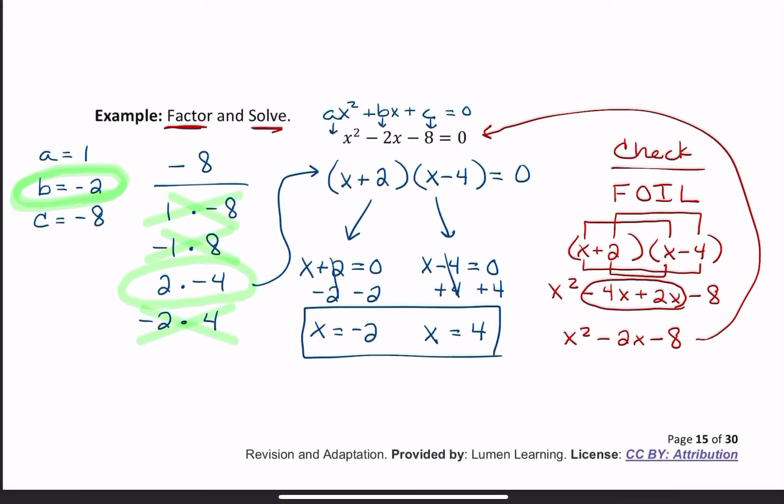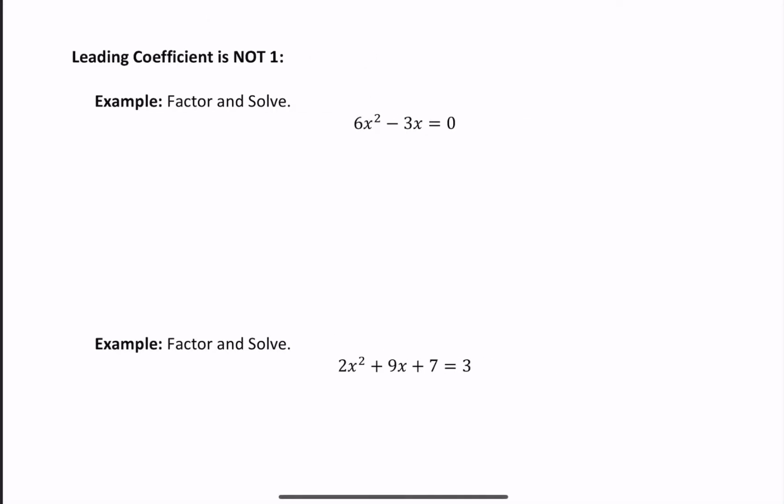So my x-intercepts or my roots or my solutions or my zeros are -2 and 4. Now let's look at an example where your leading coefficient is not 1. So I've got 6x squared minus 3x equals 0.